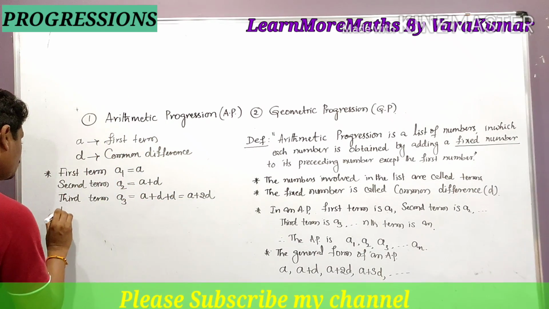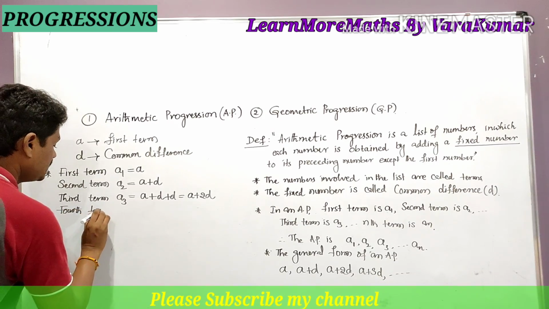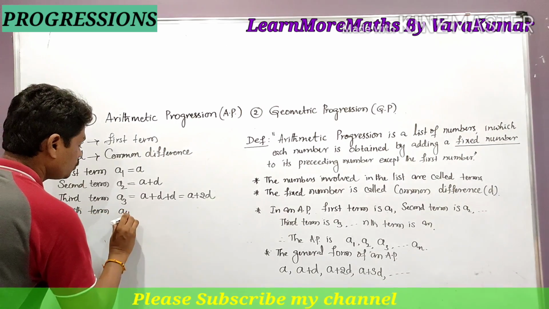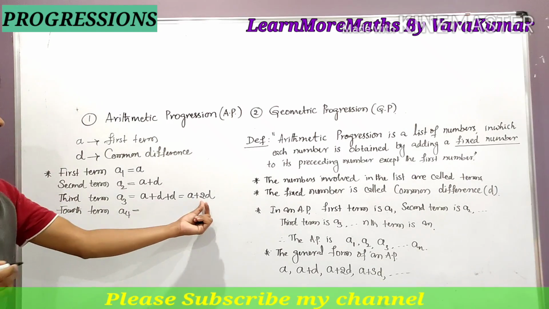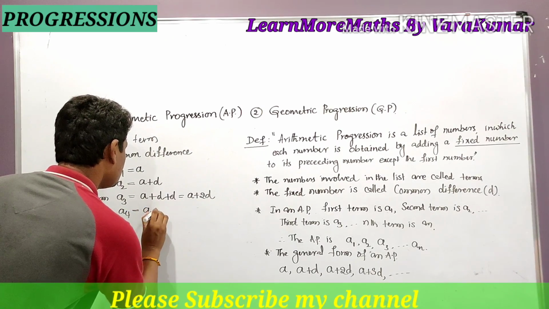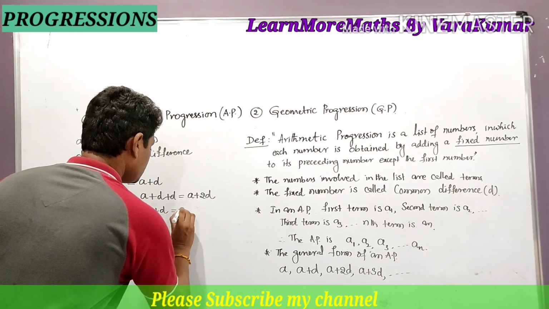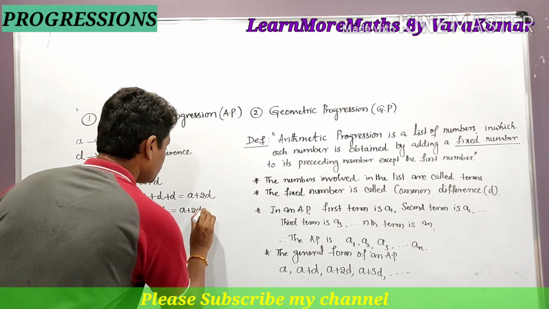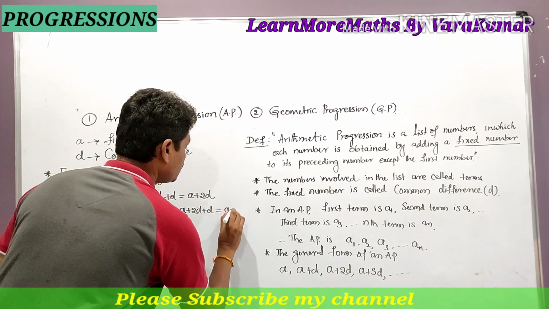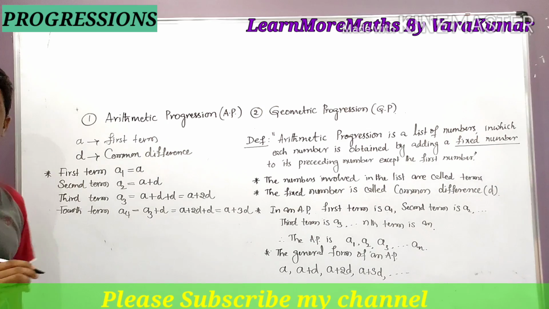In the same way, the fourth term is denoted by A4, student. How can we get it? By adding D to the third term. A4 we can write as A3 plus D, where A3 is A plus 2D, plus D, that is A plus 3D. So the fourth term is A plus 3D.